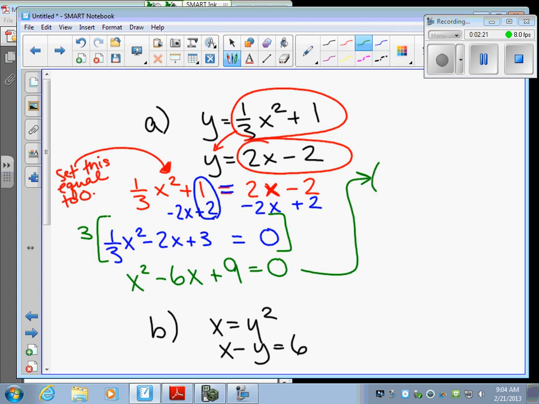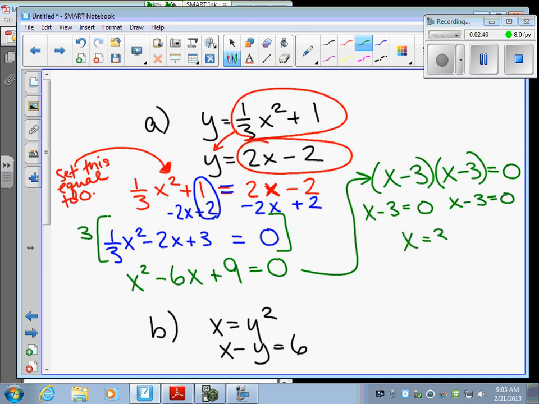But after I've factored this, I'm going to end up with x minus 3 times x minus 3 is equal to 0. And once I have that, I know that those factors have to be equal to 0. Now they're the same thing, so I guess I only have one answer here, and that's that x equals 3. So x equals 3, they only cross in one spot.